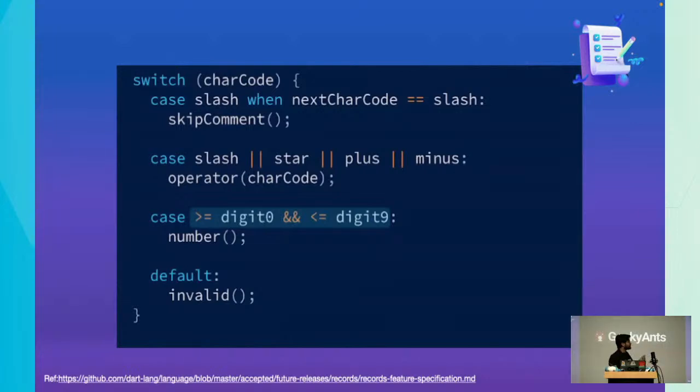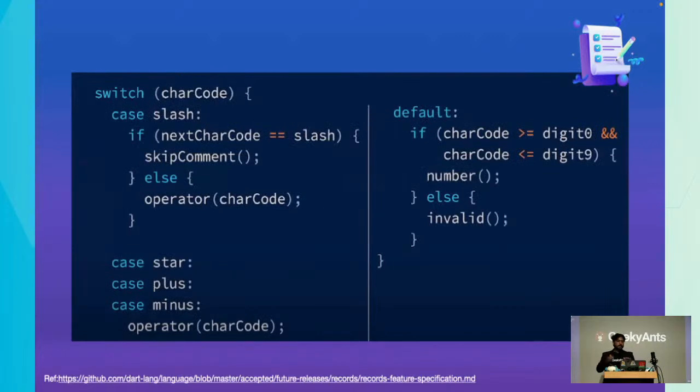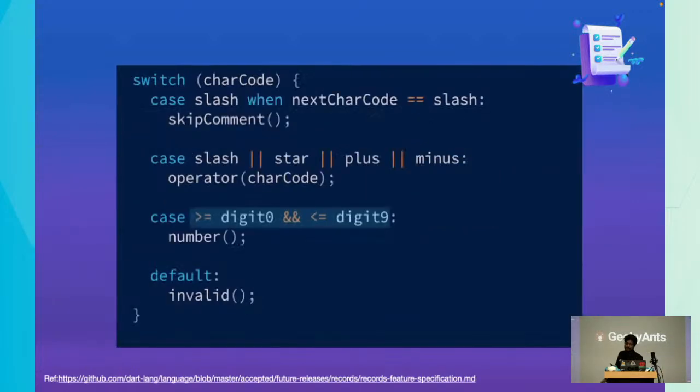Basically what I'm trying to say is that using patterns, you can rewrite your code like this. Switch statements already know what these cases are going to do. Let me tell you what this code is doing. It is saying if my char code is slash or star or plus or minus, do this. Earlier we were using this, and now we are doing this. If it is an empty case, it will go directly here, so it will be replaced by this.